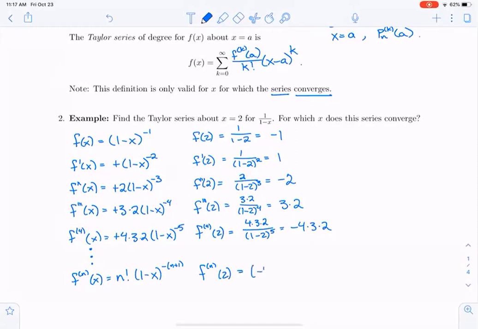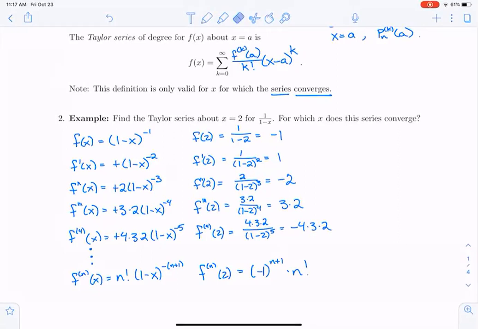And so the nth derivative at 2 is actually going to be, you can see that it alternates. So we're going to do -1 to the n plus 1 because it starts with a -1, then it goes positive, negative, positive, negative. And then that's times n factorial. Once you've taken enough derivatives, maybe 3 or 4, you can establish a pattern for the derivatives. And now, once we have the pattern, we're going to plug that into our series formula.